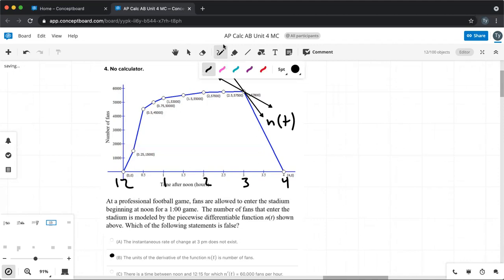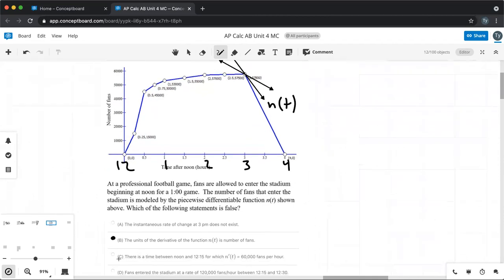It's false because n of t is number of fans. That means the derivative of n of t is not number of fans, it's number of fans per time. Okay, I do want to go through the next ones in case you don't see that one right away. So part C, there is a time between noon and 12:15 for which n prime of t is 60,000 fans per hour.